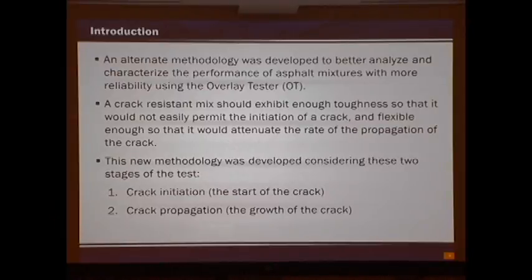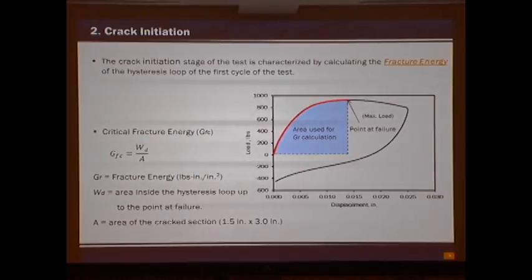So if you look at crack initiation, this is the hysteresis loop of the first cycle. In other words, you're looking at fracture energy. If you go back to fracture mechanics, you're looking at the fracture energy. And this is really critical fracture energy because you're doing it at the peak load. So you're taking this area here, and that's saying this is the point at which the specimen starts to crack, okay? And there's a way to go through and analyze that, and you get this data.